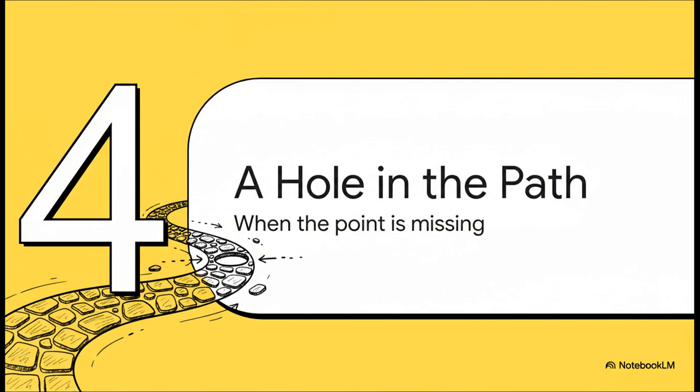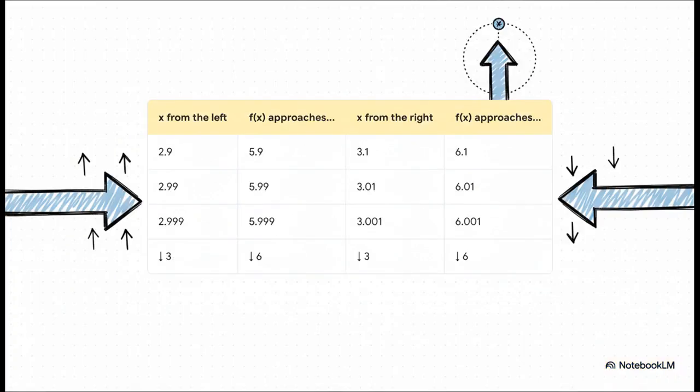This brings us right to the core concept that makes limits so darn useful. What if there's a hole in our path? What if there's a single missing paving stone right where we expect to land? Just take a look at this table of numbers. We're zeroing in on an x value of 3.